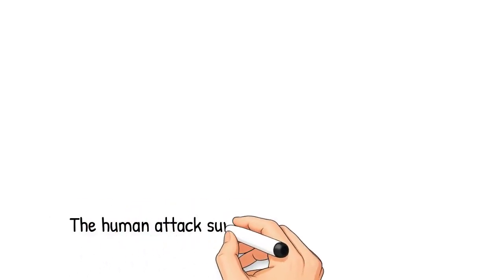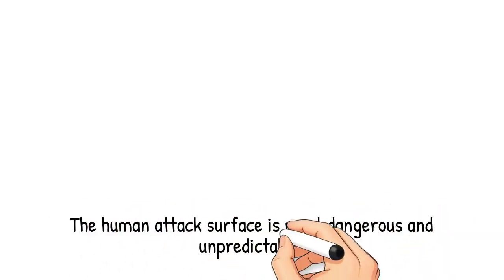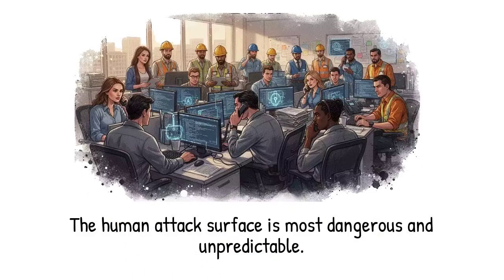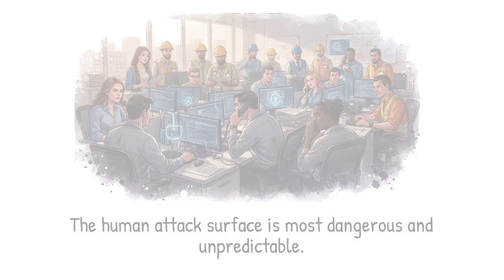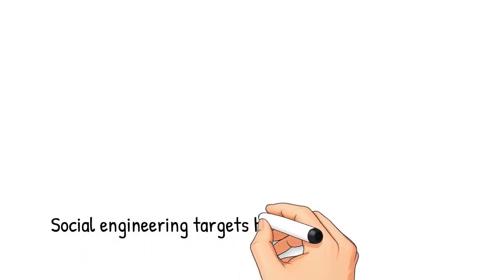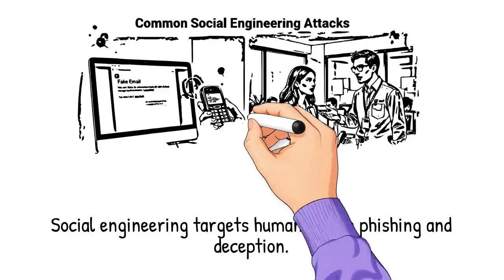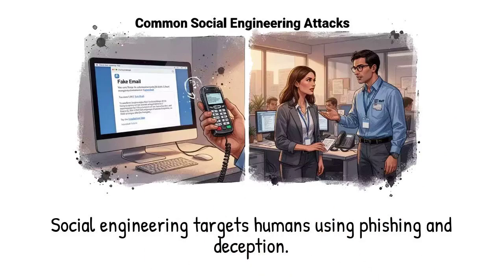3. Human attack surface. This is the most dangerous and the most unpredictable. It includes employees, contractors, vendors, customers, anyone with access. Humans can be tricked, manipulated, or deceived. This is why social engineering is one of the most successful attack methods in the world. Phishing, vishing, smishing, impersonation, and pretexting all target the human attack surface.